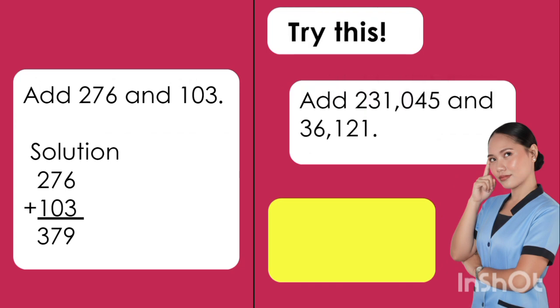So let's try this. Add 231, 245 and 36,121. Let's check. You will have 267,166. Very good.